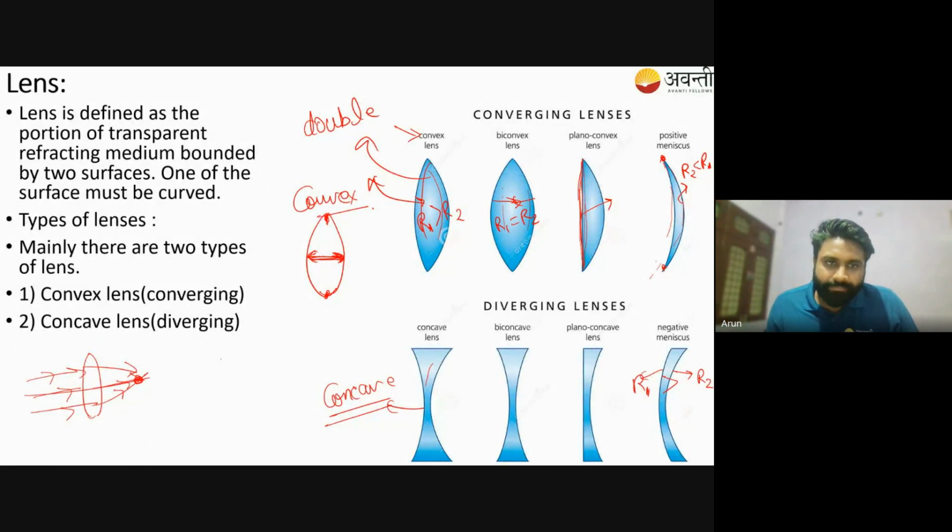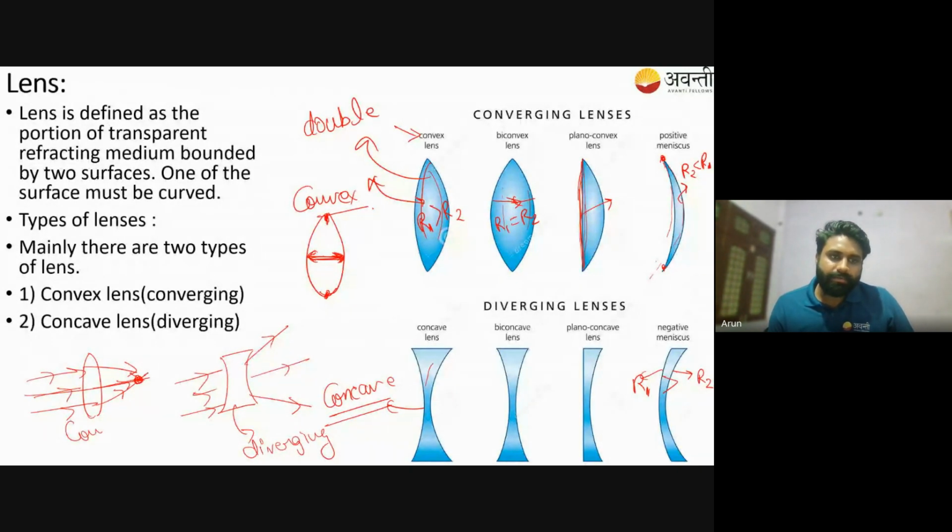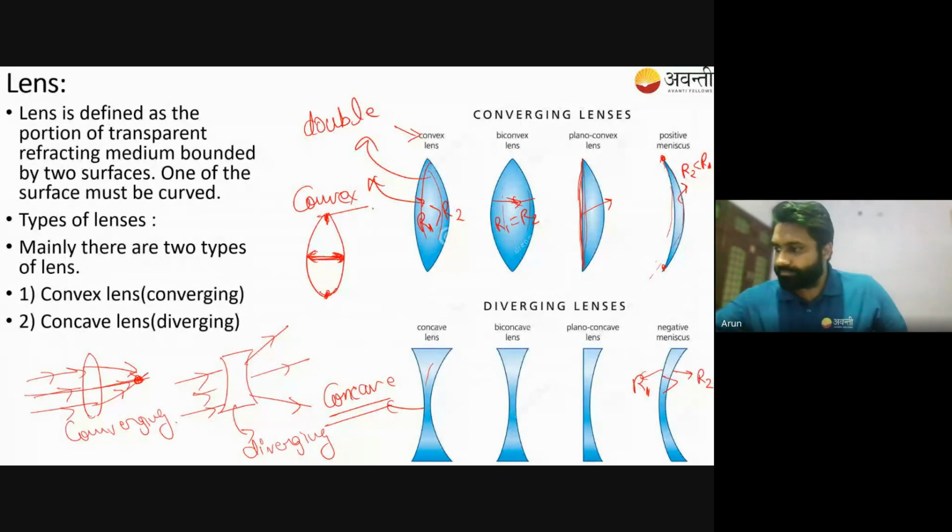In everyday life, you have seen a small torch, right? What would it do? It would diverge the light so that you have a better view and a larger covering area. So this is the diverging nature, and this is converging.